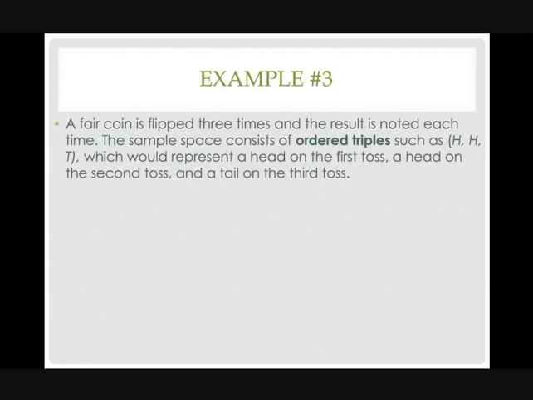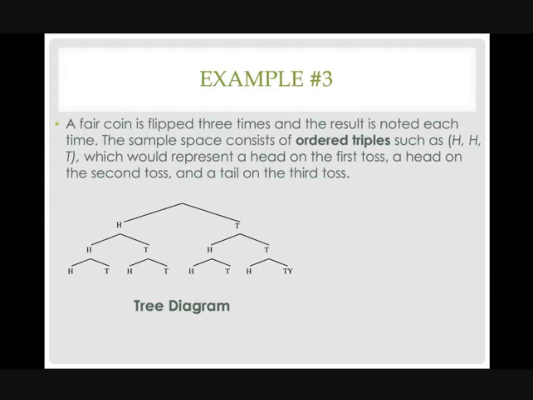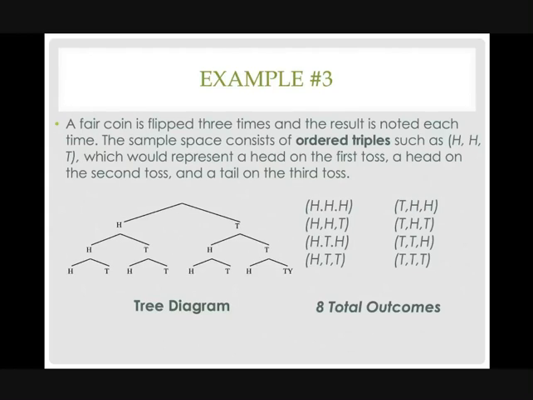A fair coin is flipped 3 times and the result is noted each time. The sample space consists of ordered triples, such as HHT, which represent a head on the first toss, a head on the second toss, and a tail on the third toss. Notice here, this is a tree diagram, and we have the following potential outcomes. You have 8 potential outcomes for this tree diagram.